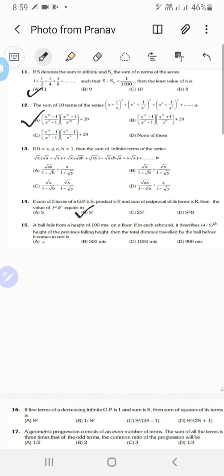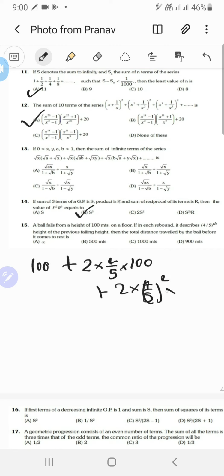Yeah, so a ball falls from a height of 100 meters, and in each rebound it describes 4/5 the height of the previous falling height. The total distance traveled by the ball before it comes to rest is, okay, so you will get 2 into 4/5 of 100, plus 2 into 4/5 squared of 100, and so on.